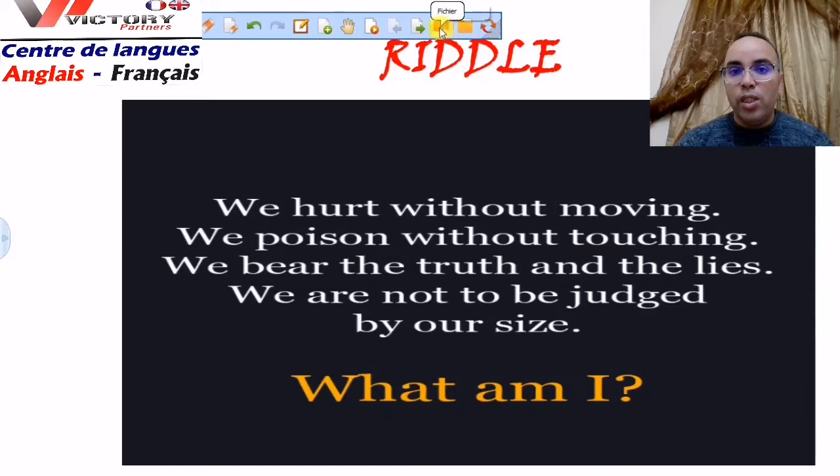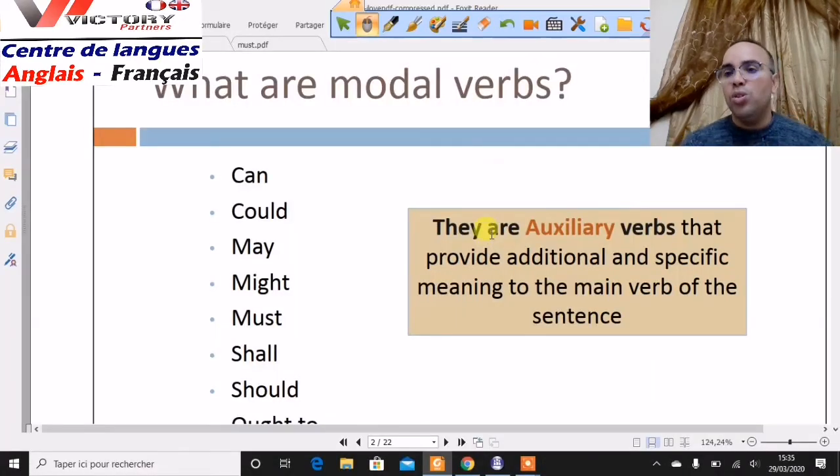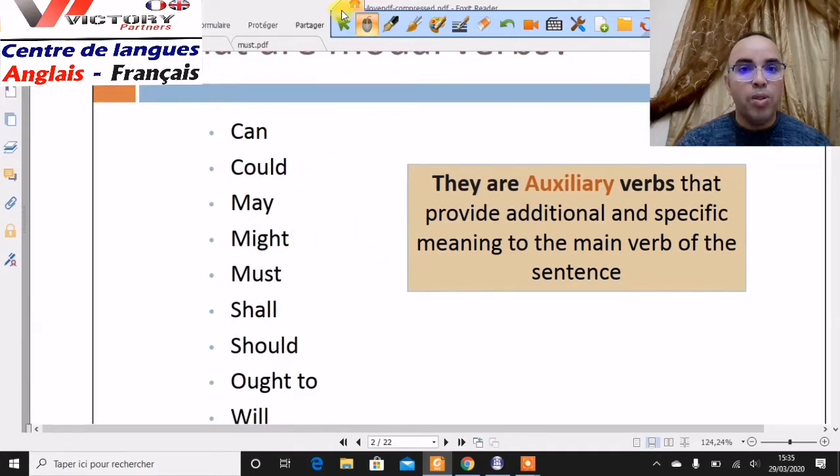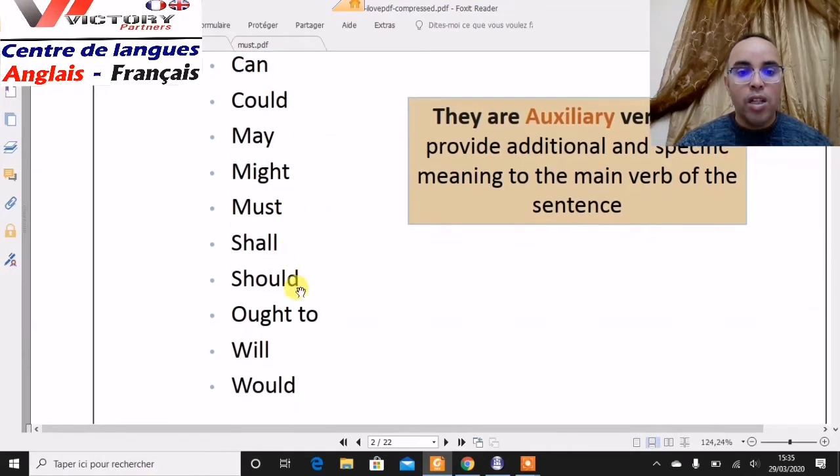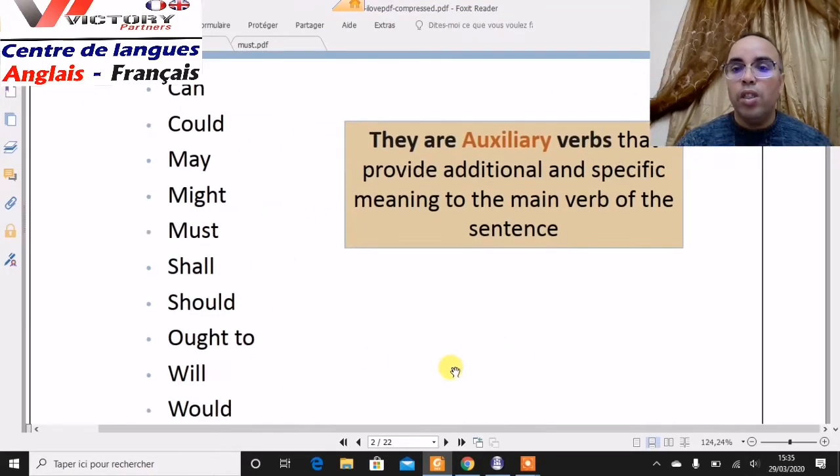In this session we are going to begin with something that we have already started doing in our classroom. It is modal verbs. So we are going to talk about some specific types of modals in this session. Later in other videos we will see the other types. So what are modal verbs? Here we have some examples of modal verbs: can, could, may, might, must, shall, should, ought to, will, and would.